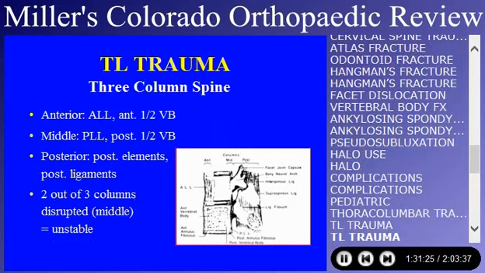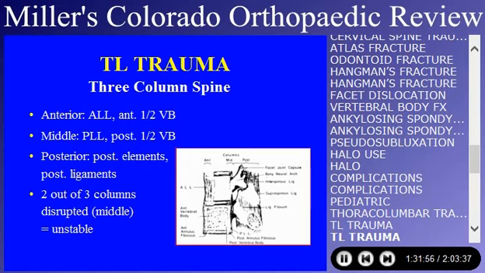You should be aware of the three-column injury of the spine, and it's certainly not ideal, but you could easily be tested on just the specifics of this. The anterior column involves the anterior longitudinal ligament, the anterior half of the vertebral body. The middle column involves the posterior longitudinal ligament and the posterior half of the vertebral body. And the posterior column involves the posterior elements, and equally importantly, the posterior ligamentous structures like the interspinous and supraspinous ligaments, the ligamentum flavum, the facet capsule.